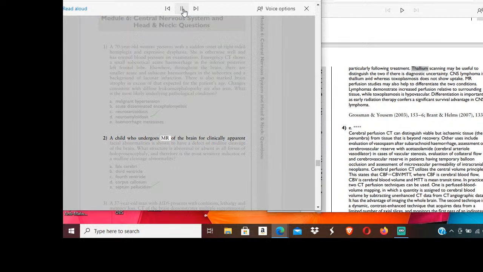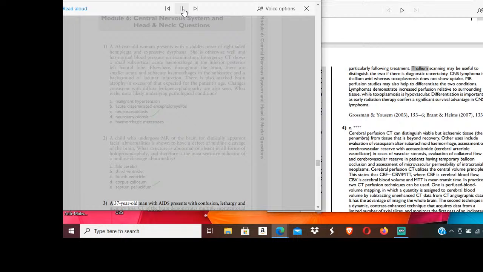2. A child who undergoes MR of the brain for clinically apparent facial abnormalities is shown to have a defect of midline cleavage of the brain. What structure is abnormal or absent in all forms of holoprosencephaly, and therefore is the most sensitive indicator of a midline cleavage abnormality? A. Falx cerebri. B. Third ventricle. C. Fourth ventricle. D. Corpus callosum. E. Septum pellucidum.